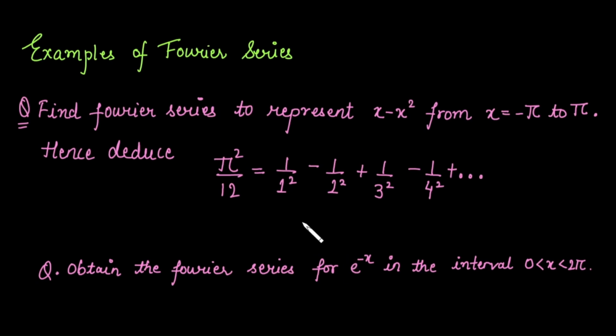In this video, we are going to explore two examples on the Fourier series. First one is to represent x minus x square from minus pi to pi in terms of Fourier series. And second is when we have the exponential function and the interval in this case we are considering as 0 to 2 pi. Let's begin with the first example.